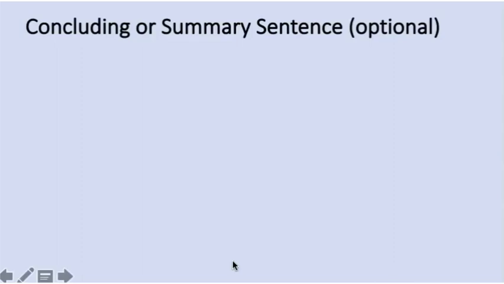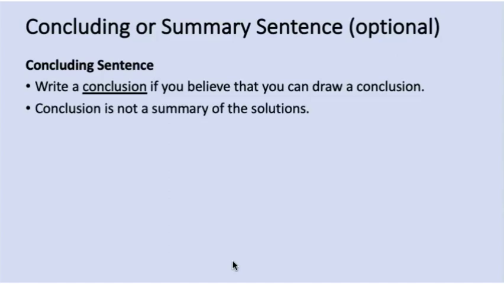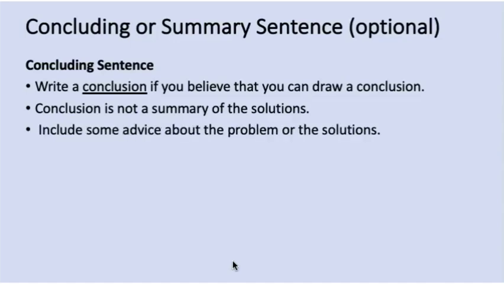Concluding sentence or a summary sentence is optional in problem and solution paragraphs. But if you want to write one, let's have a look at those. Remember, we should write a conclusion if we believe that we can draw a conclusion. Because conclusion is not summary of the solutions. We can suggest something, we can recommend something about the problem or the solutions. If we can do that, we can write a concluding sentence. But as I said, it's not a must. It is optional. You can also write a summary sentence.